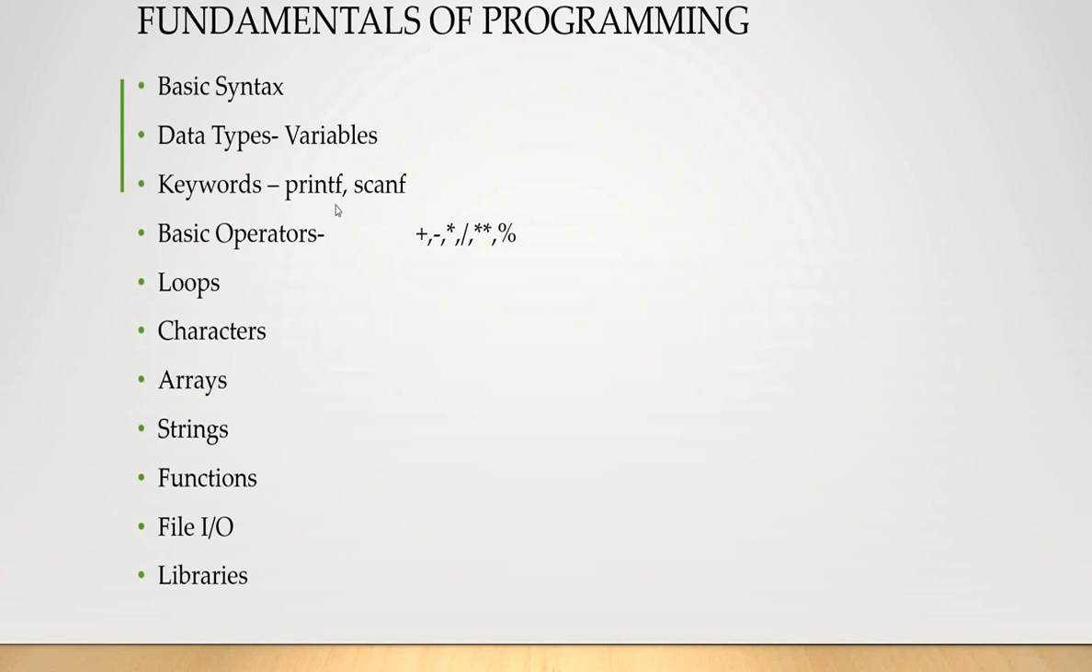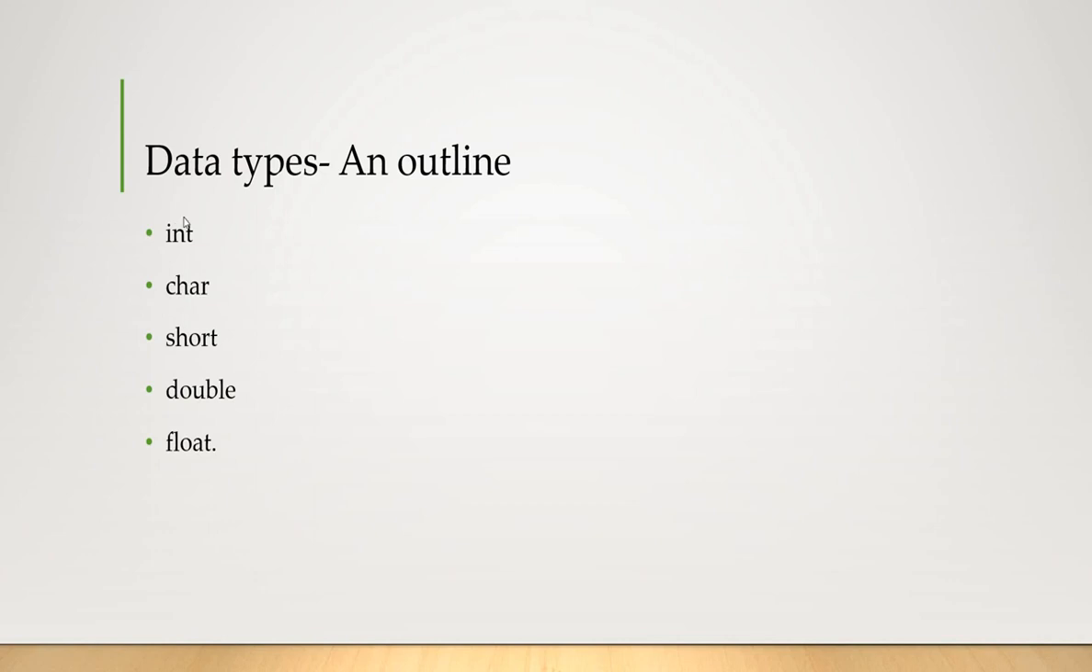Next one is keywords: printf and scanf. There are many keywords. printf prints a statement, scanf scans a statement. This you have seen. The next ones are loops, characters, arrays. Next one is data types. So int, char, short, double, float, and void are the data types we are going to see.